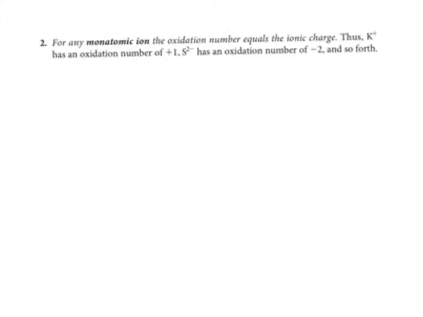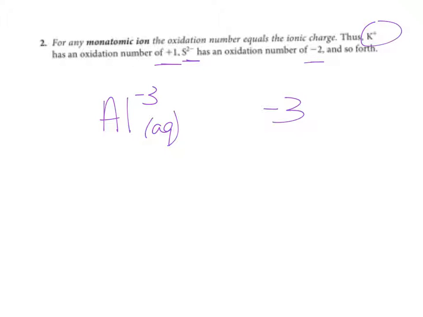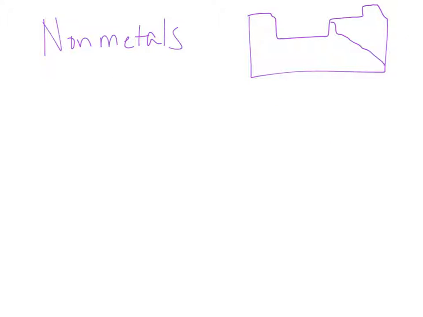For any monatomic ion, and all these are written on your paper, the oxidation number equals the ionic charge. In this case, it's not an imaginary charge, it's a real charge. So K+ has an oxidation number of plus 1. S2- has an oxidation number of minus 2. Al3+, the ion, should be aqueous, would have an oxidation number of plus 3. Hopefully you get the idea. So nonmetals, over here on this side of the periodic table, usually have negative oxidation numbers, but sometimes they can be positive, but usually they're negative. And this is how we go about figuring them out.